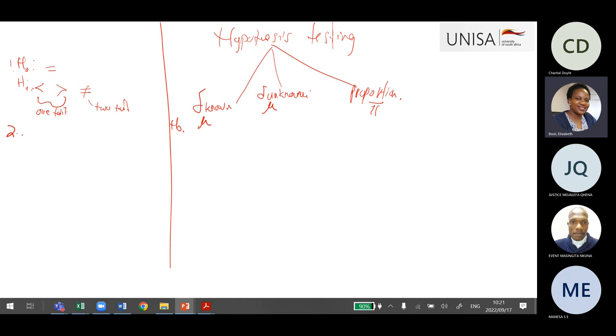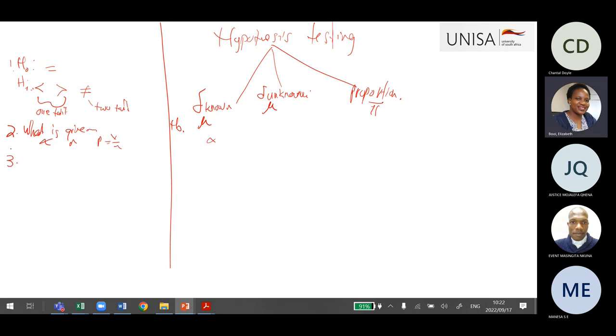Step number two, we need to determine what is given. What is given in the question, you need to be able to identify your alpha value, your n, and whether the population standard deviation is known or unknown, things like that. And if, for example, it's for the proportions, if they didn't give you your p, you need to be able to calculate your p as x over n there.